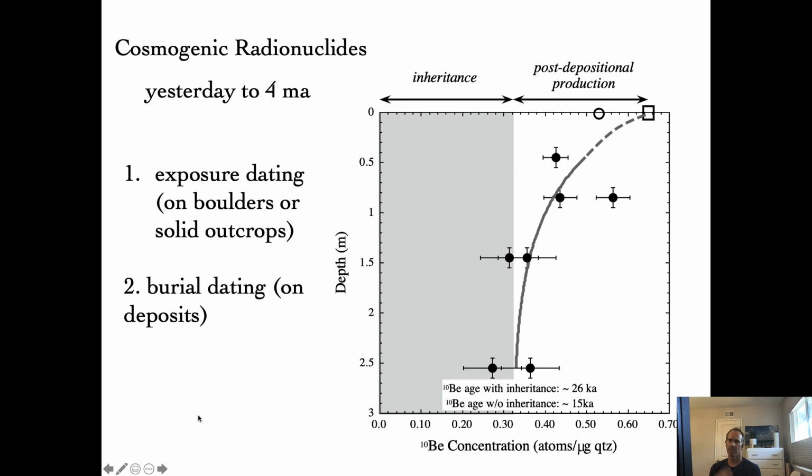Okay. So those three methods that I just talked about are currently the most commonly used methods for dating really young deposits and geomorphic processes at the surface of the Earth.